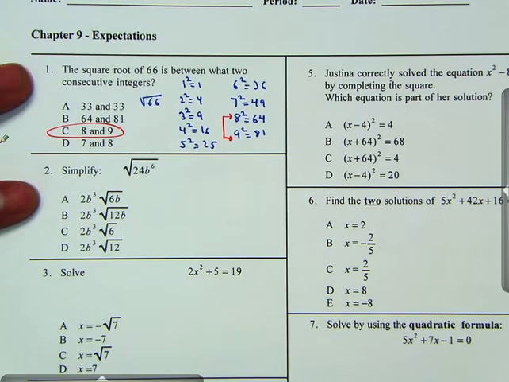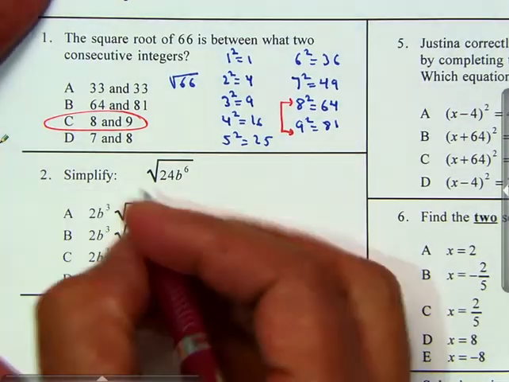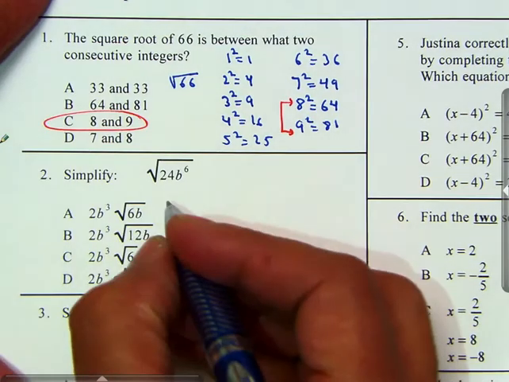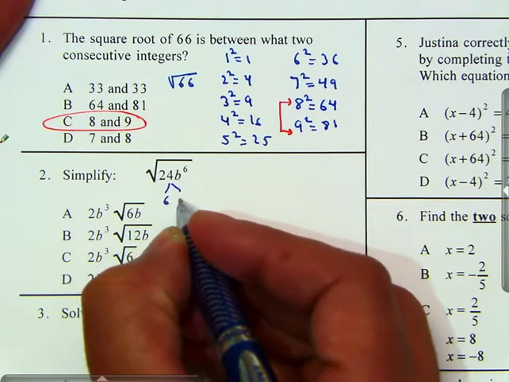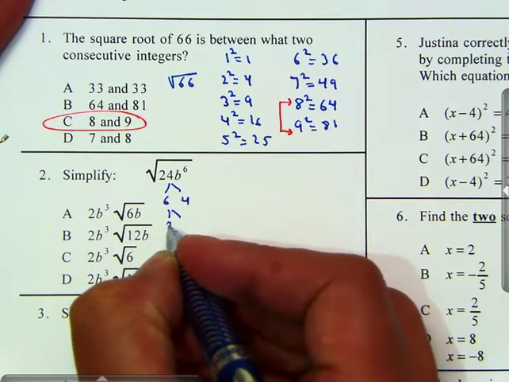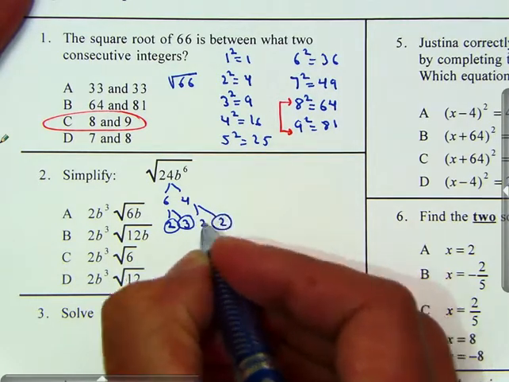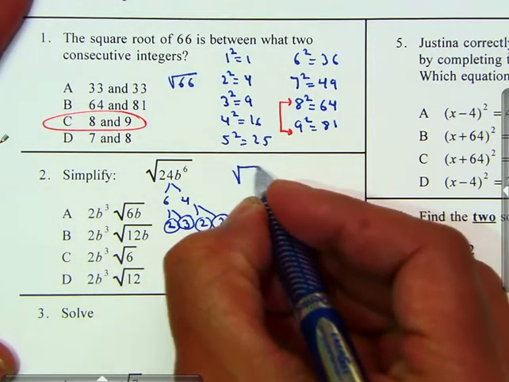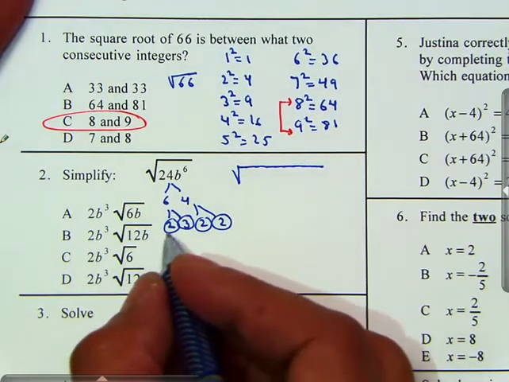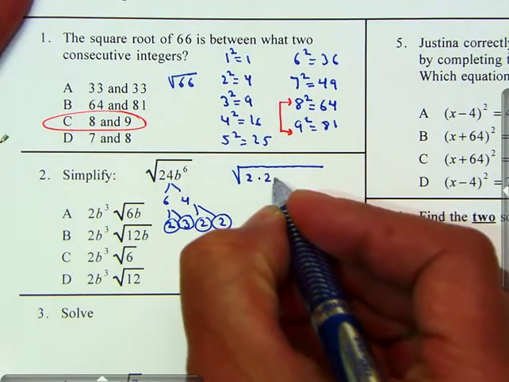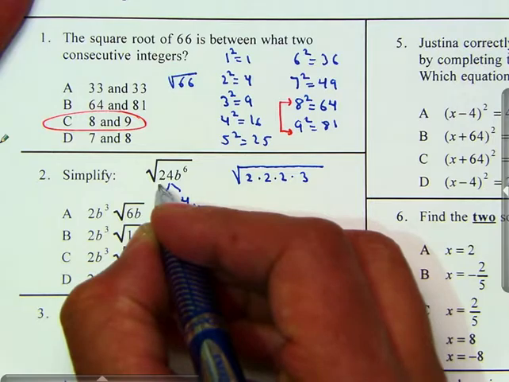For problem number 2, I need to be able to simplify the square root of 24b to the 6th power. I'm going to create my factor tree, which will be factors of 24 will be 6 times 4. Factors of 6 will be 2 times 3. Factors of 4 will be 2 times 2. I'm going to place them inside the square root. You want to make sure that you place them in order, from the smallest ones to the largest. So I have three 2's, 2 times 2 times 2, and times 3. If you multiply all 4 numbers, you end up with 24.